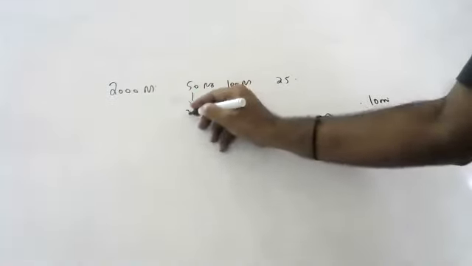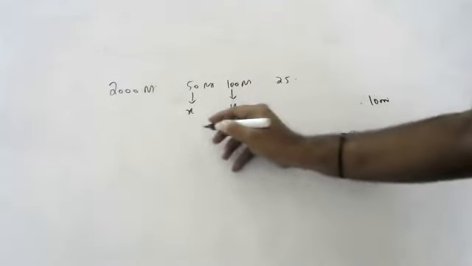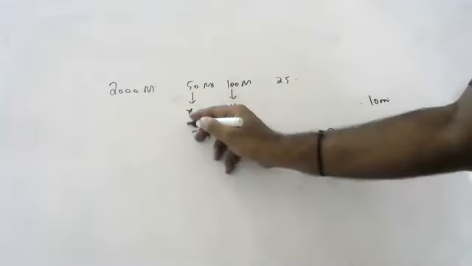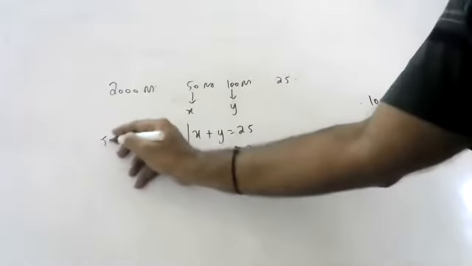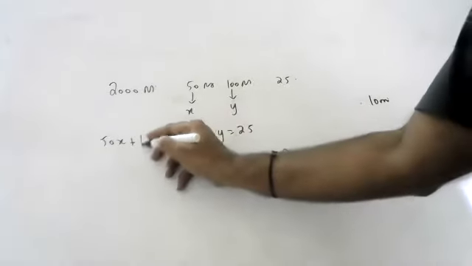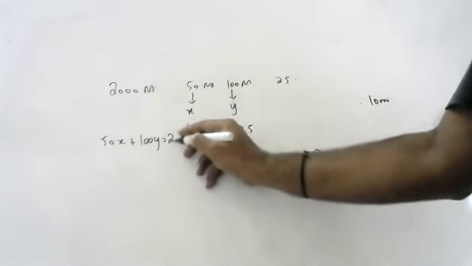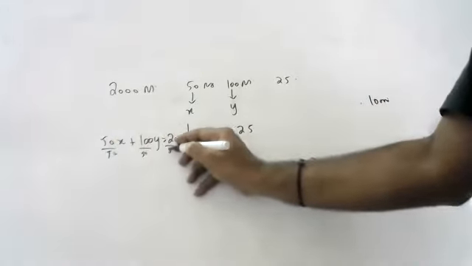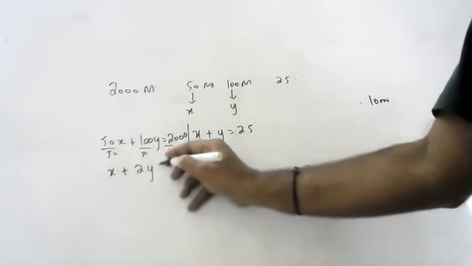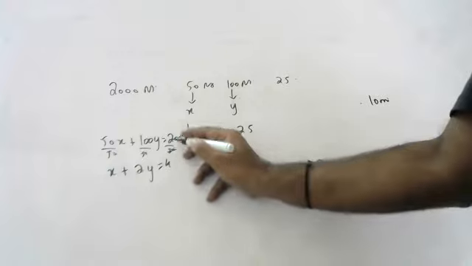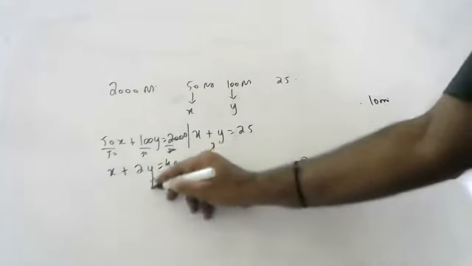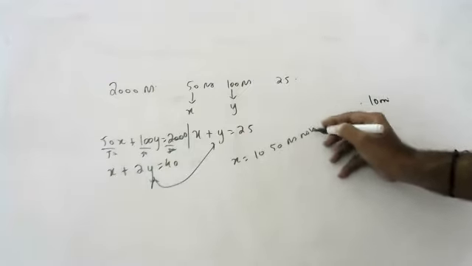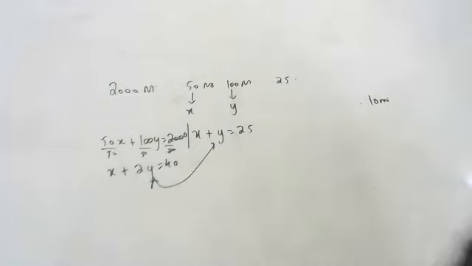Let 50 rupees notes be X. This is Y. X plus Y is equal to 25, 25 notes are there. One more equation is 50 into X plus 100 into Y will be equal to 2000. Okay, children? Divide the whole equation by 50, taking 50 common. X plus 2y is equal to 40. Solve both equations. You get X, suppose 10 are there. 10 50 rupees notes are there. Like that you should solve both equations, you will get it, children.